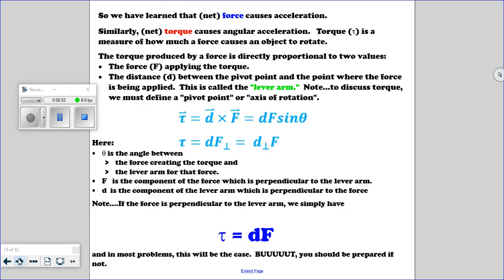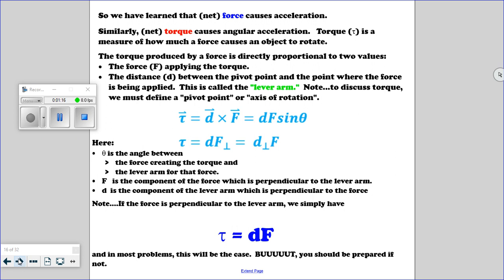Okay, here we go. So we know, hopefully by now at this point in our learning, that net force causes linear acceleration, right? It changes the velocity of an object. All right. Similarly, net torque causes angular acceleration. So if you want to change how quickly something is spinning or change the direction that it's spinning in, that is going to require a net torque.